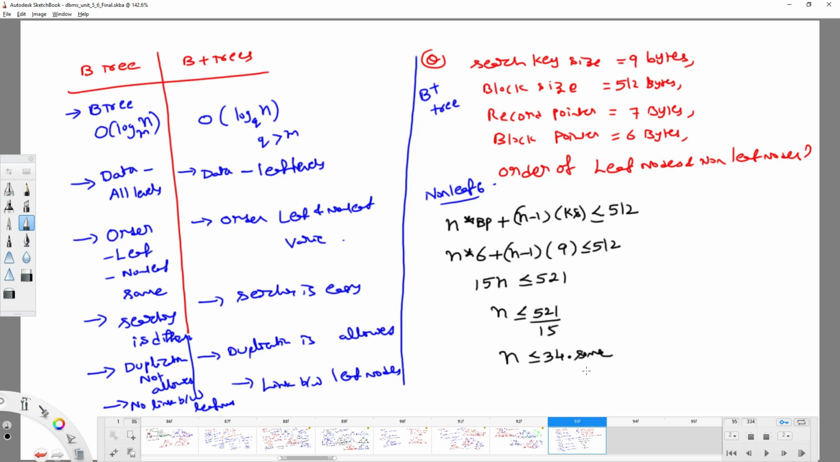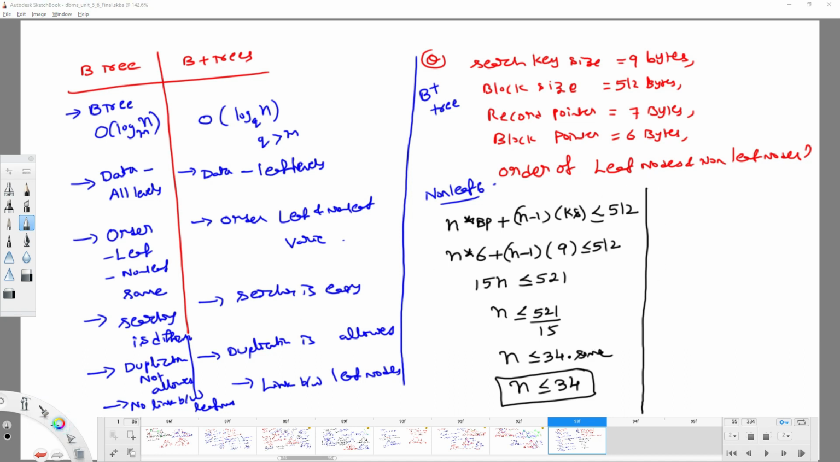But if you take 35, what will happen? It is going to go beyond 512 bytes, right? I think this explanation was given in the last class itself. So it will definitely be less than or equal to 34. Less than or equal to 34, right? Meaning the order of non-leaf nodes is going to be 34.